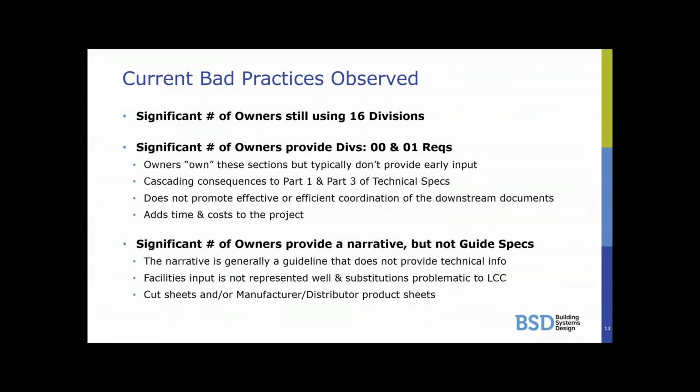So let's go on to the current bad practices that I've seen out in the field and with my team. I can't tell you how alarming it is to me to find out how many owners are still using 16 divisions. This was MasterFormat 95, and as Janet mentioned earlier, there were a number of reasons that they opened this up, a lot of it being new technology. So it does not adequately provide enough sections to add project specifications for the project. It's adding time for the design professionals, who have to convert and coordinate it. This adds time and cost too, as contractors have to do it as well.